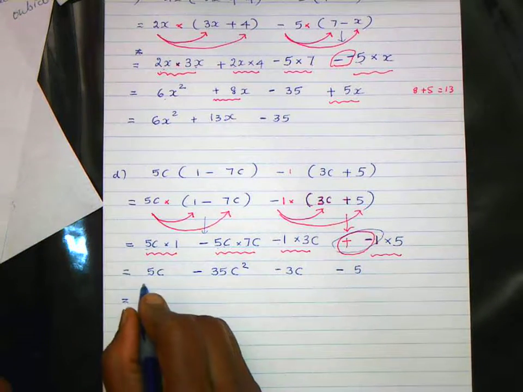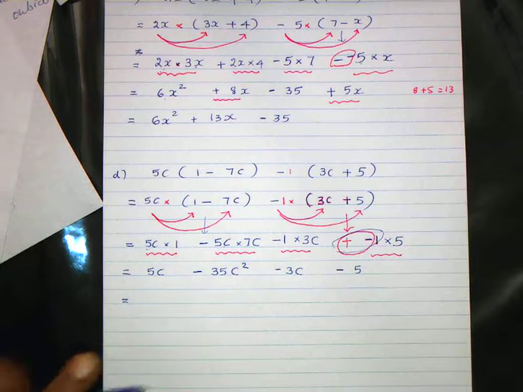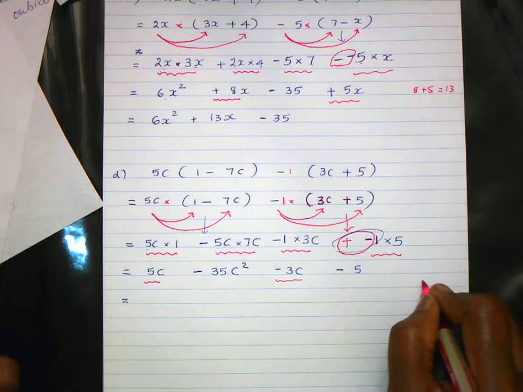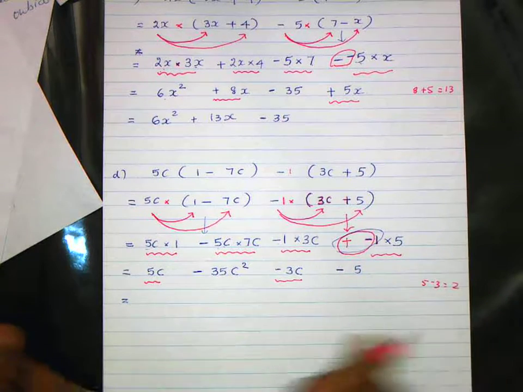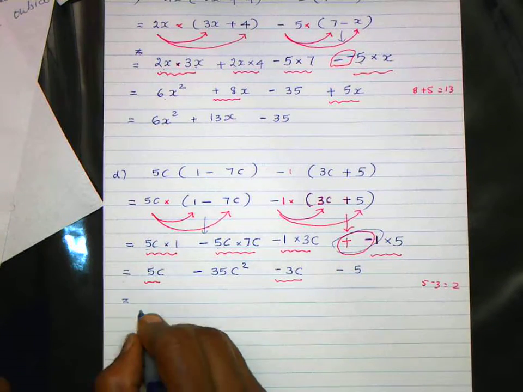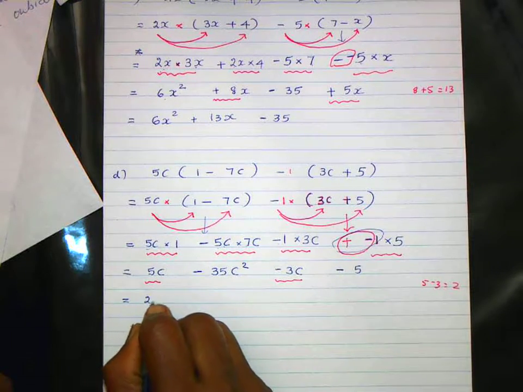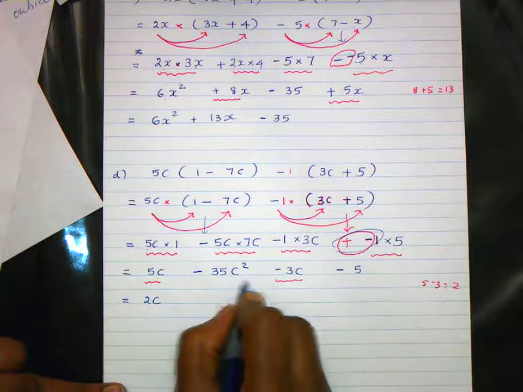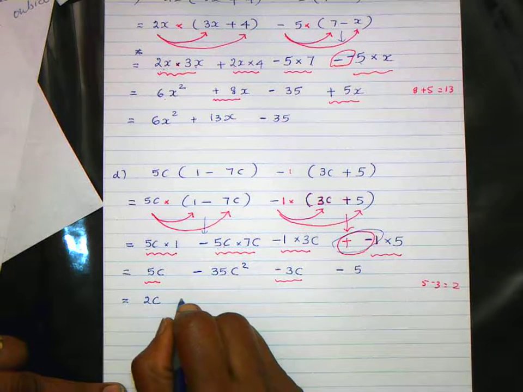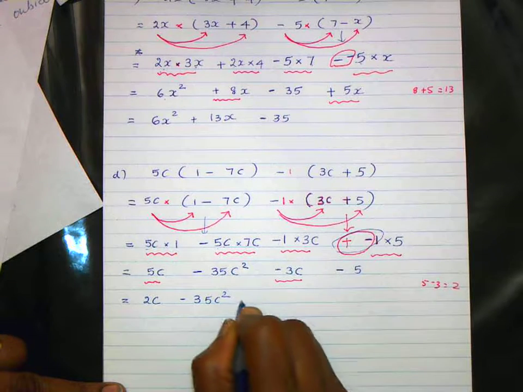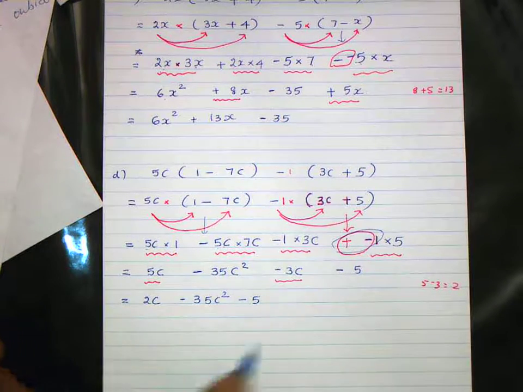Now 5c can be grouped with minus 3c. So it's 5 minus 3, which is 2. In the front you don't need to put plus, but if it is in the middle you have to put plus. So it's 2c. Now the other term, minus 35c squared, there's nothing to group with. Minus 35c squared, and the last term is minus 5. So that's your answer. Okay.